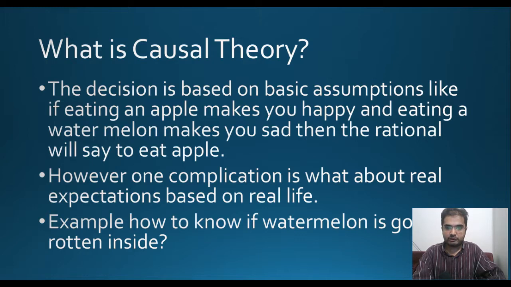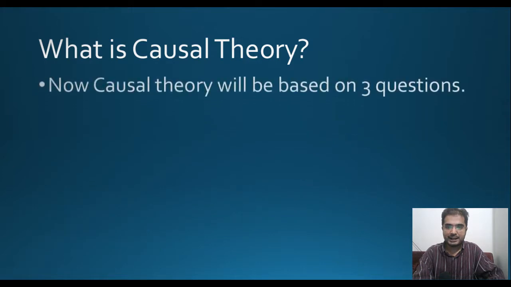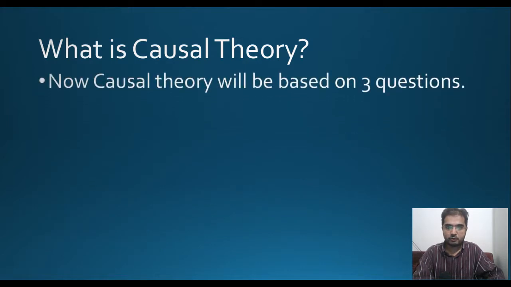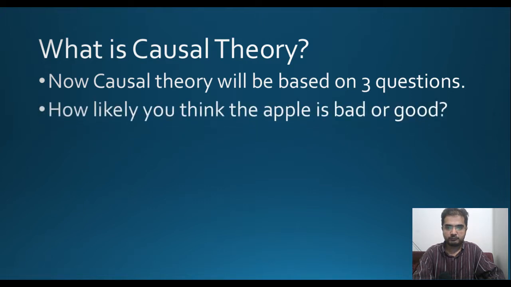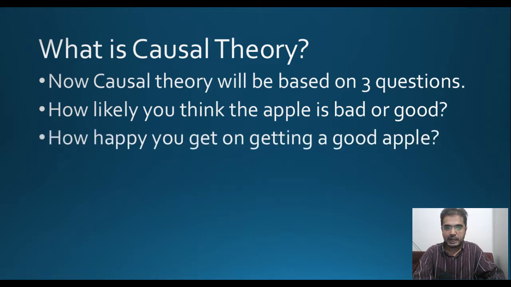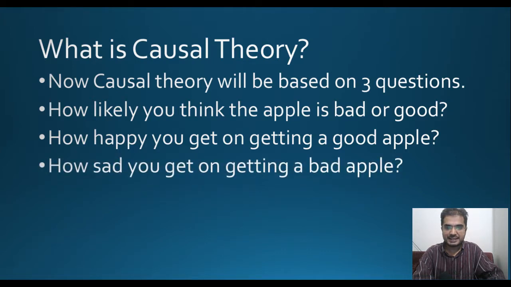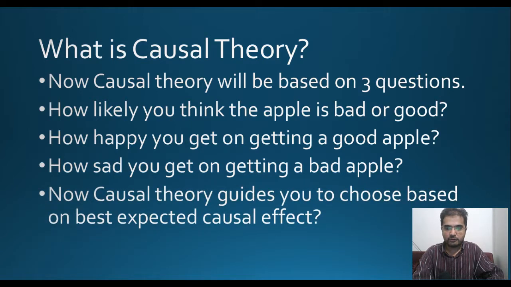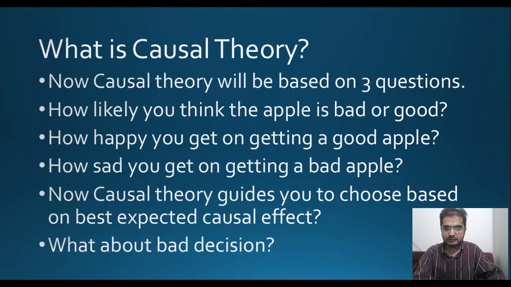But a causal theorist or a causal rationale will say to buy an apple. You won't care if it is good or bad. You will only care to buy an apple because that's the best decision. Now, causal theory will be based on three questions. How likely do you think the apple is bad or good? How happy do you get on getting a good apple? And how sad do you get on getting a bad apple? Now, causal theory guides you to choose based on the best expected causal effect.